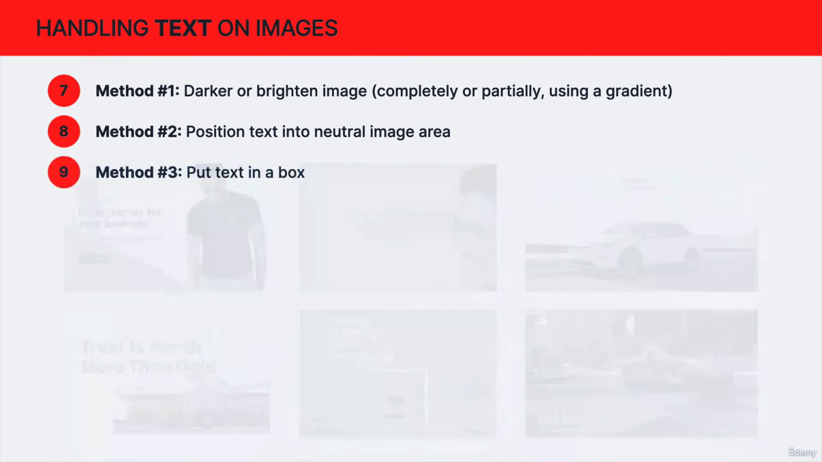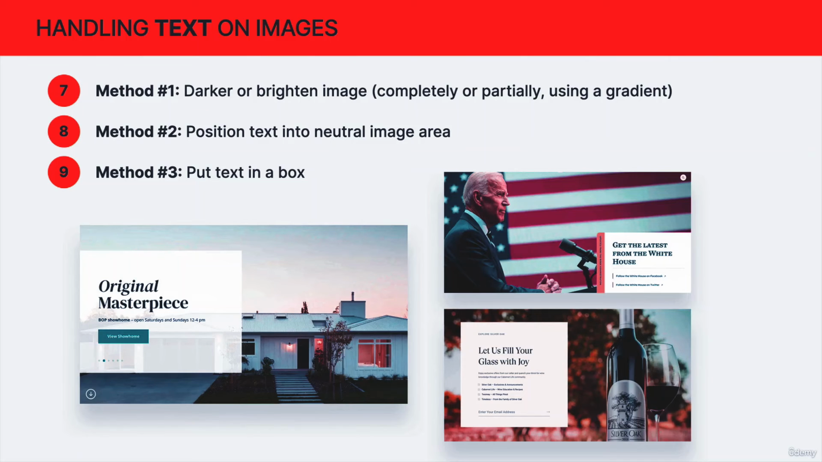Now, method number 3 is to simply put the text in a box. So just like here. That's also very simple to do and quite effective, especially if we add some opacity to the box, like here in the left example. That can many times work really nice.